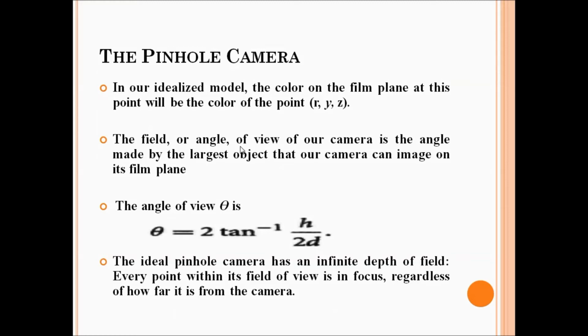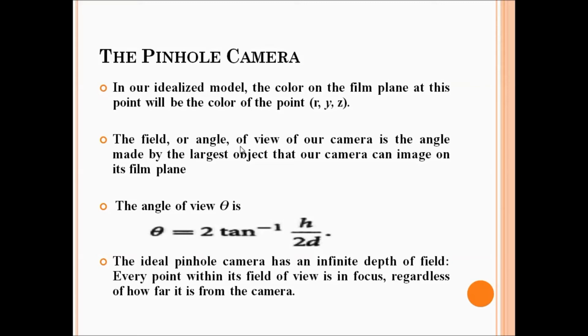Next, in our model, what is our object here? The point is the object. The color of that point on the film plane will be the color of the point x comma y comma z. So what is our point here on the film plane? That is xp comma yp comma zp. So the color of xp, yp, zp is the same as that of x, y, z, right?